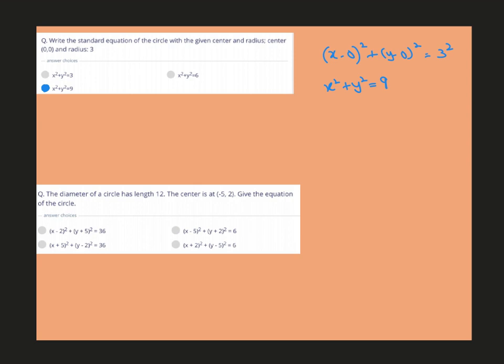Now next we have the diameter of a circle which has a length of 12 and the center is minus 5 comma 2. So first thing, if the diameter has a length of 12, the radius we know is 6 because that's half the diameter. And h comma k is minus 5 comma 2. So that's (x minus h) squared plus (y minus k) squared equals 6 squared. That's (x plus 5) squared plus (y minus 2) squared equals 36. Basically option C.